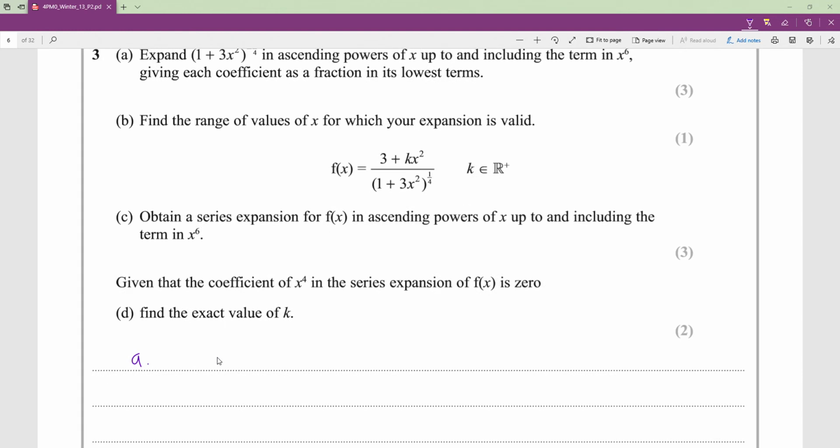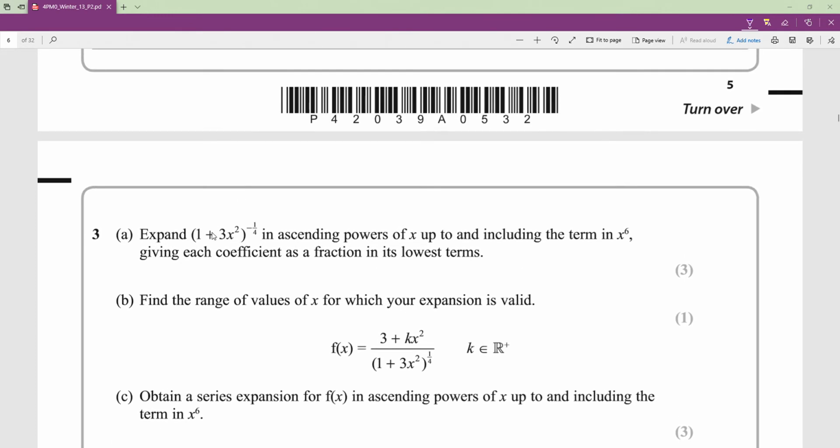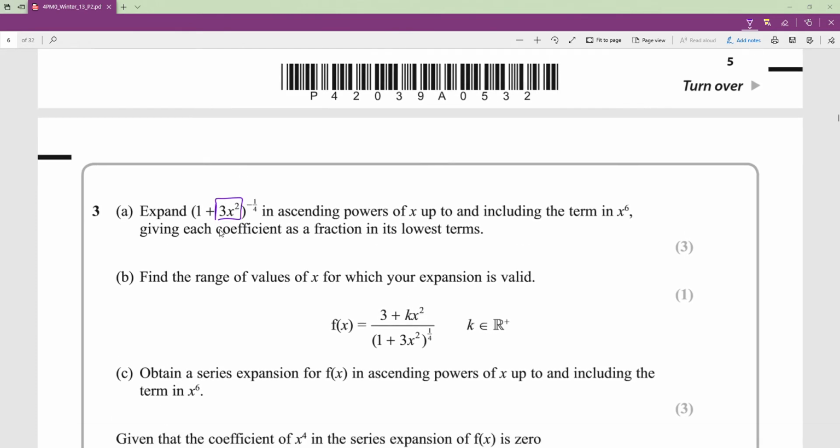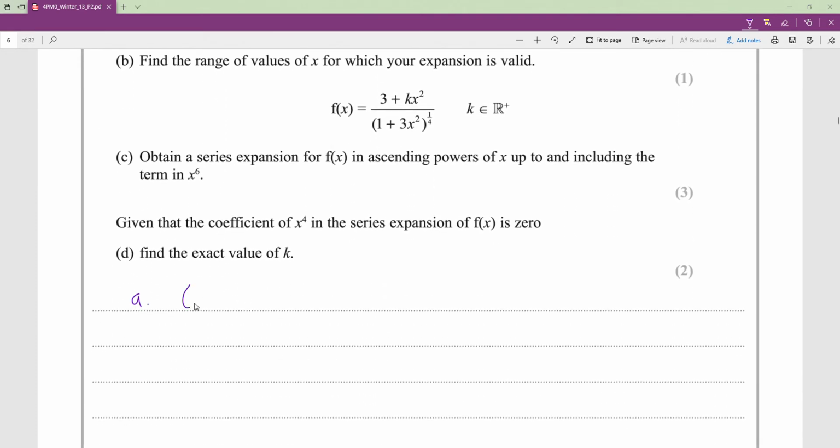So we know that the formula for a binomial expansion of this kind, because we're going up to the term in x to the power of 6, it would be this thing cubed. So we can just use the formula (1 plus x) to the n is equal to 1 plus nx plus n(n minus 1) over 2 x squared plus n(n minus 1)(n minus 2) over 6, this is 3 factorial, x cubed.